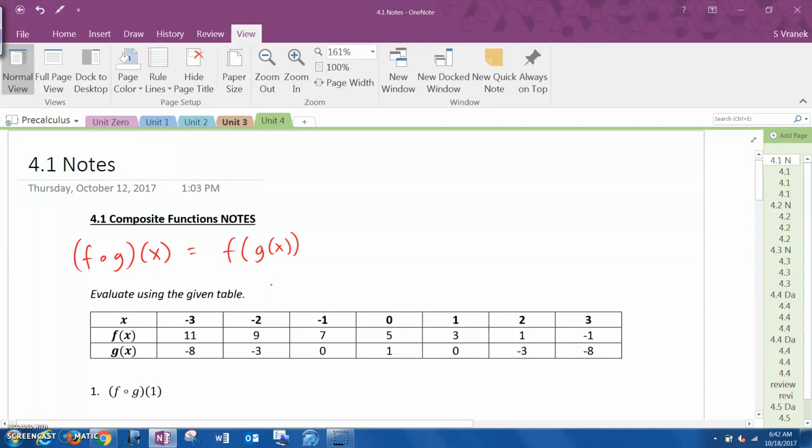It's good to know both of these because sometimes on standardized tests they show you the first version. You have to know that it is a composite where g is the input of f in this case.